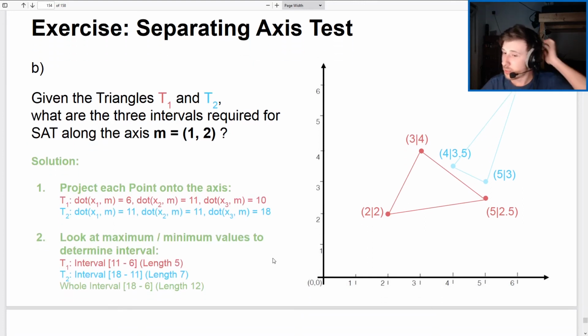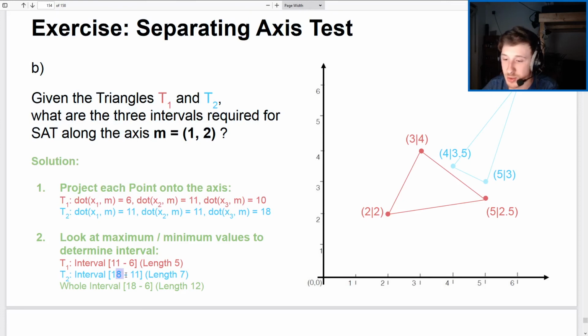Okay, let's look at the numbers again, because I don't want to do the dot products myself. The dot product of (2, 2) for the first point with m (1, 2) gives us 6. For (3, 4) with (1, 2) it gives us 11, and for (5, 2.5) with (1, 2) it gives us 10. And we do the same for all the points in the second triangle: 11, 11, 18. Then again, the first interval: the maximum of the first one is 11 and 6 is the smallest one, so the length is 5. Then here we look for the biggest one again, 18, and the smallest one, which is 11. Okay, so they are probably right on top of each other. Yes, so we can use any one of those.